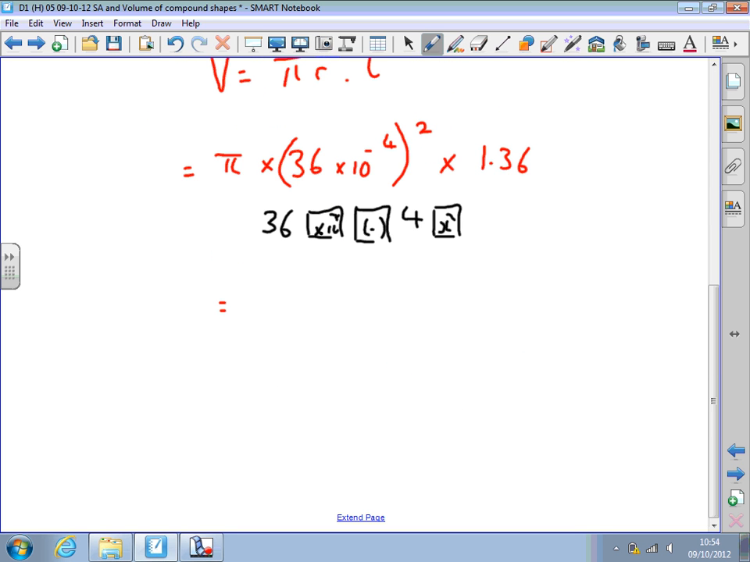And I'd get an answer of, anybody do this? 5.54. Any agreement there? Unit? Meters? No, we're finding a volume. So meters cubed, yeah. Cubic meters for volume. And you've given me your answer to 3, presumably you've rounded to 3 significant figures. Okay, so that's how you do it. Check it out. Do this on the calculator, please.